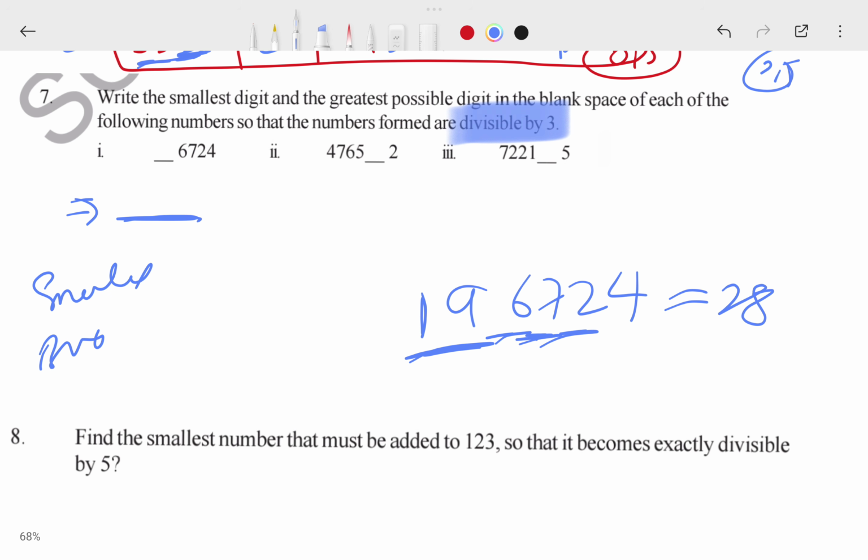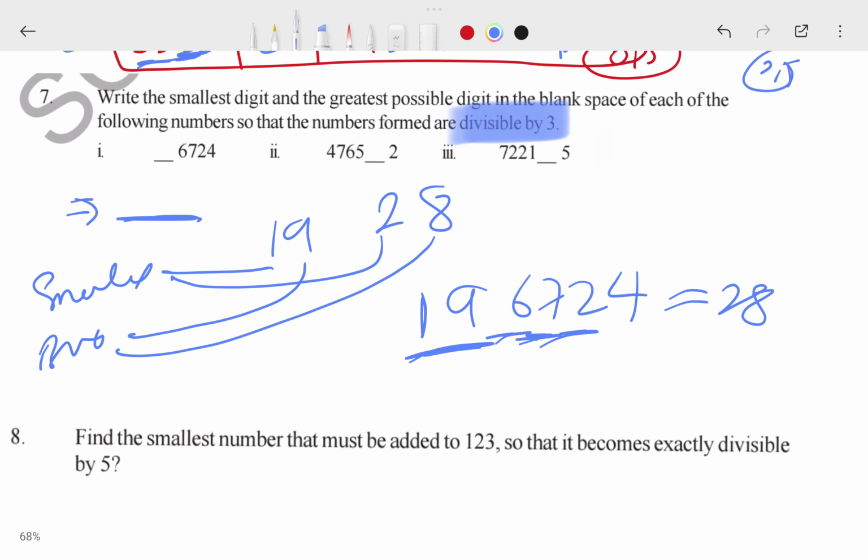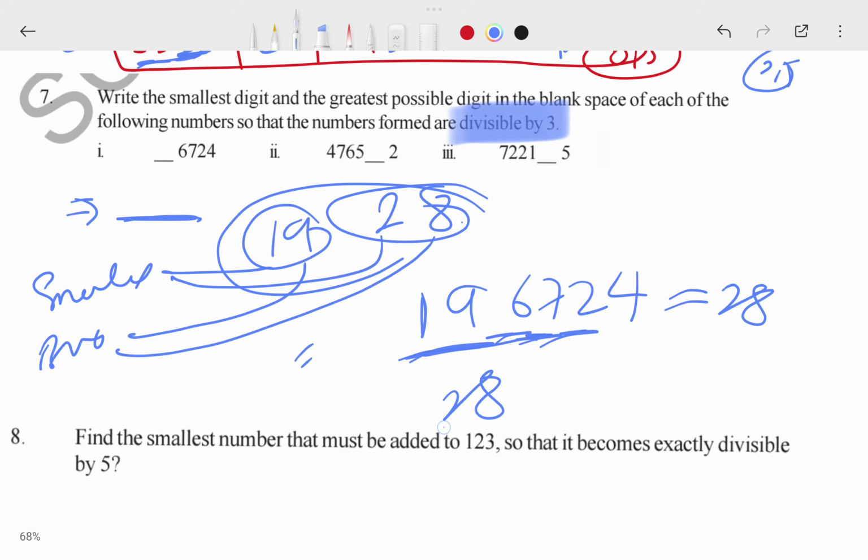Now, if I put 1 and 9 here, 1 is the smallest and 9 is the biggest one. Otherwise if you write 2 and 8, 2 is the smallest and 8 is the biggest one. So both sums are 10 only. If you add 1 plus 9, that is 10, and 2 plus 8 is also 10. So you can write 2 and 8 in the blanks, then 6 7 2 4, and if you add these digits, it is going to be 28. In the 3 table is 28 there? Yes, it is there, so it means that it is divisible by 3.